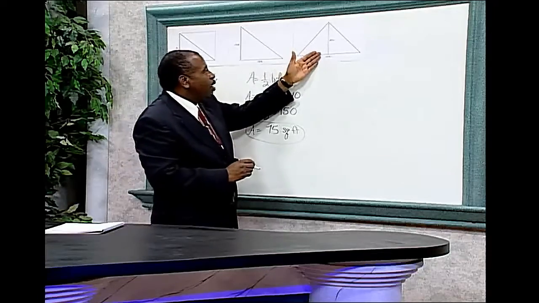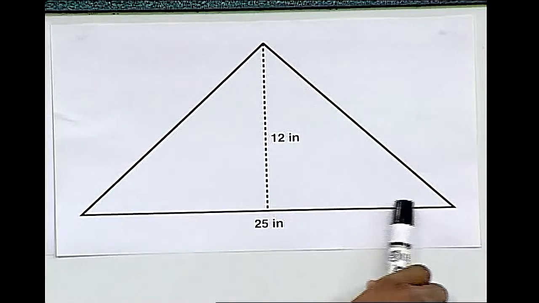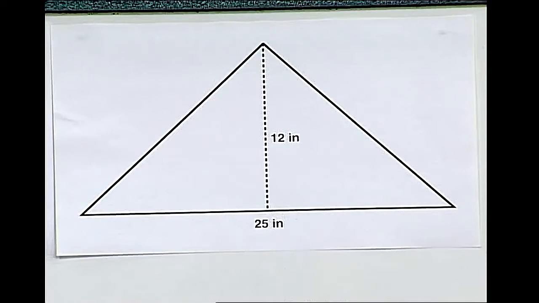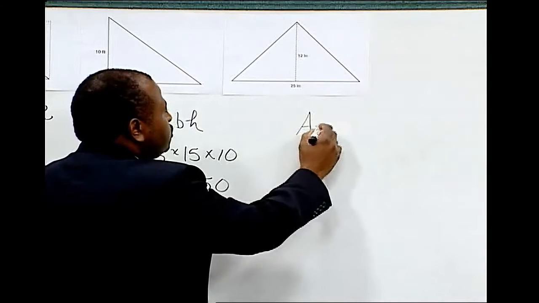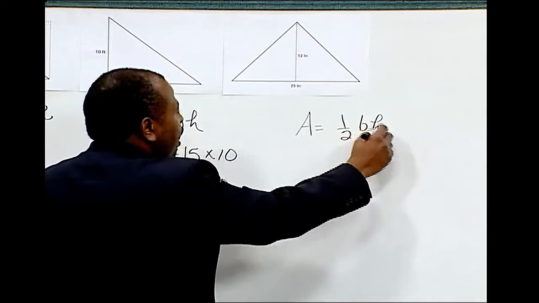The next problem is also a triangle. This triangle has a base of 25 inches, and it also has a height of 12 inches. We're going to utilize the same formula to solve this triangle. A is equal to 1/2 the base times the height.